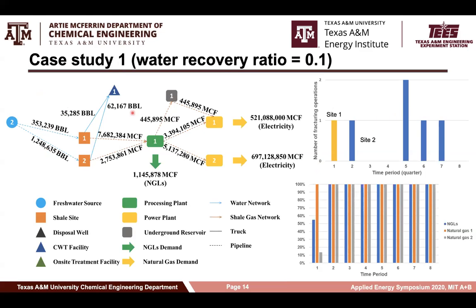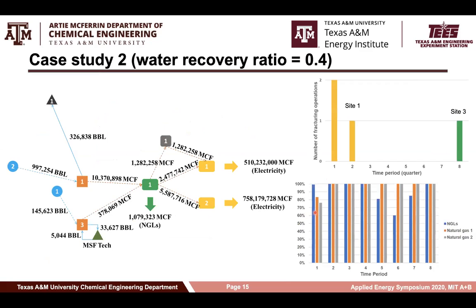Since the water recovery ratio is low, the IP water volume is also low, which can be transported using trucks and handled using only 1 nearby CWT facility. On the other hand, one large processing plant is chosen for shale gas processing, and one underground reservoir is used to store the surplus natural gas production before it is sent to the power plants later. Using this fracking schedule and the network configuration, the demand for natural gas liquids and the natural gas in the 2 power plants can always be satisfied except in the first quarter, which makes sense.